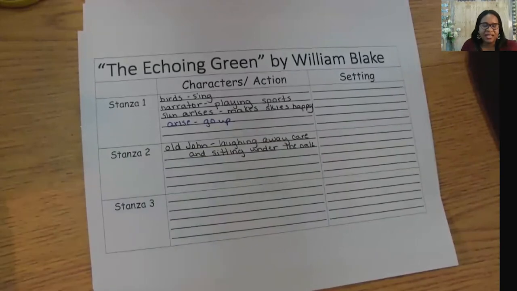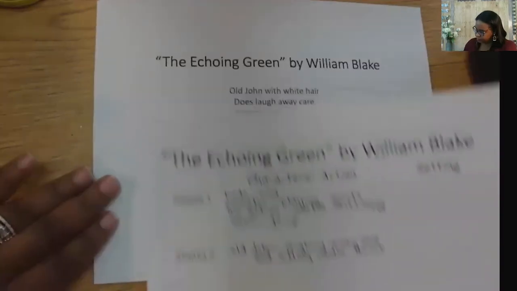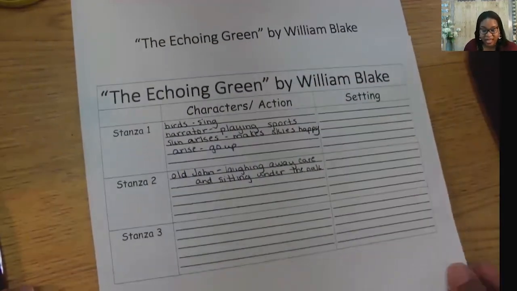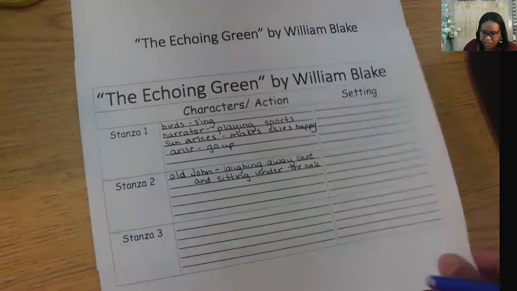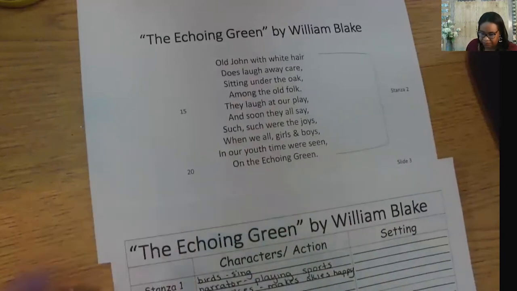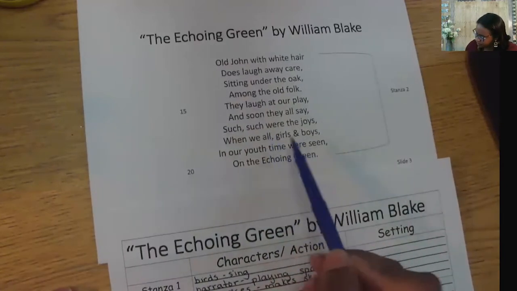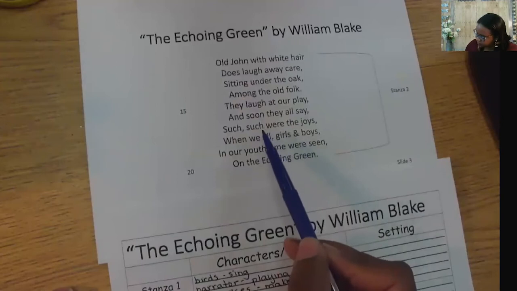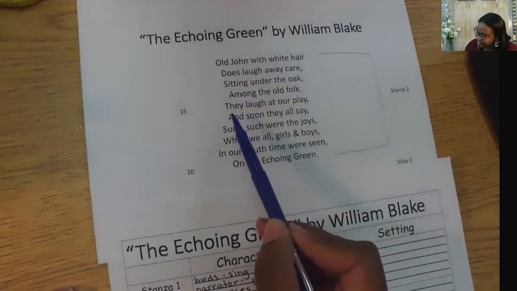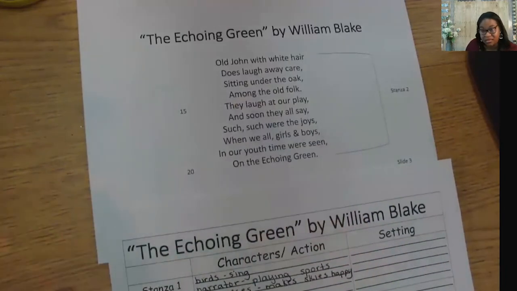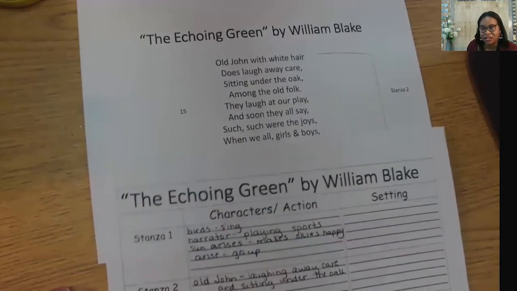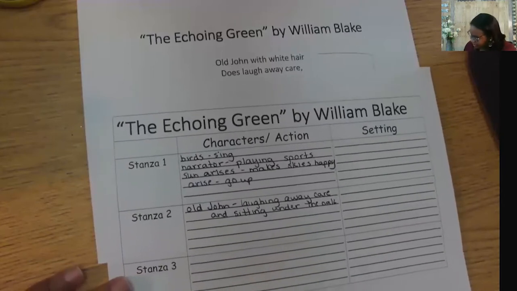Now, did you write down any other characters from that stanza? That's right. We've got to add the girls and boys. And it's a little bit trickier to determine what they are doing. We have to read back a few lines to figure it out. So here we have girls and boys. Here it says, they laugh at our play. So that tells me that the girls and boys must be playing. Let's add that to our chart. Boys and girls playing.